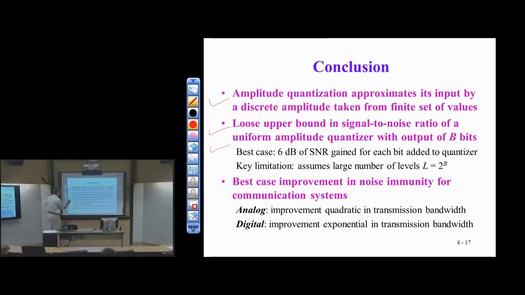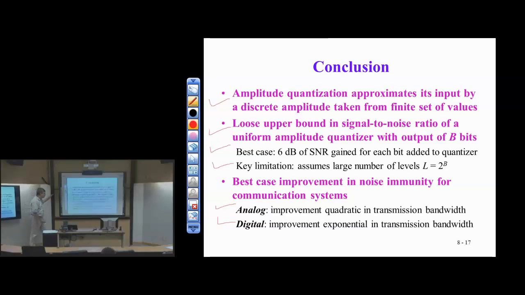And a key limitation, we assume that we have a large number of levels. And so the larger the number of levels, the more accurate this 6 dB per bit formula applies. I skipped the slide, but I do want to cover it quickly. Go back to 8-16 to cover it in more detail.